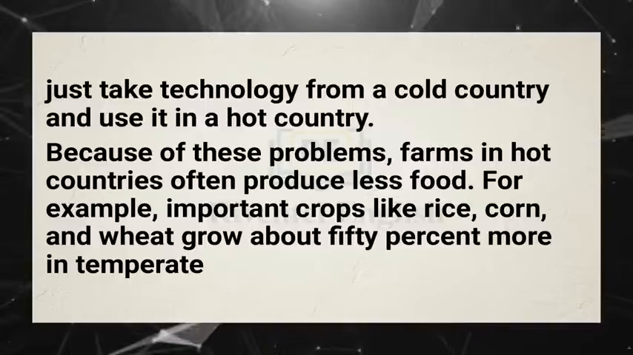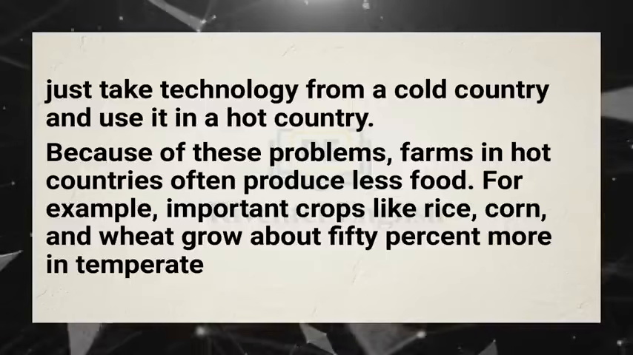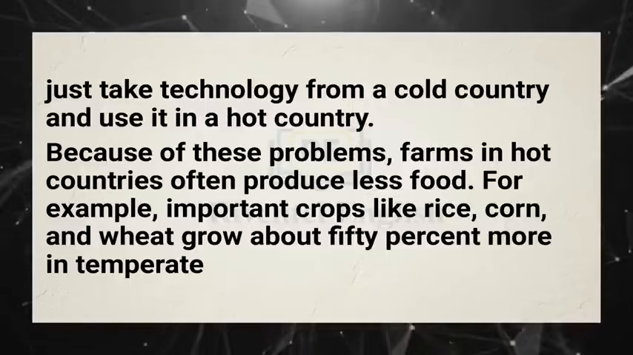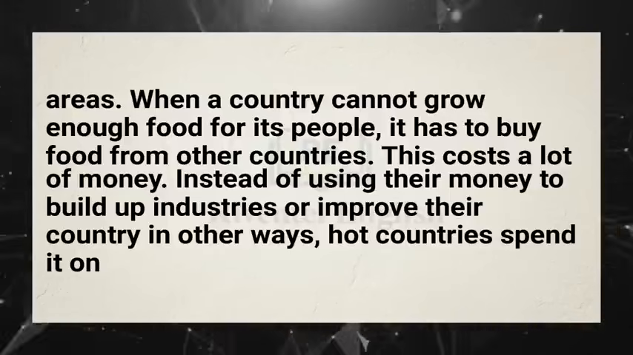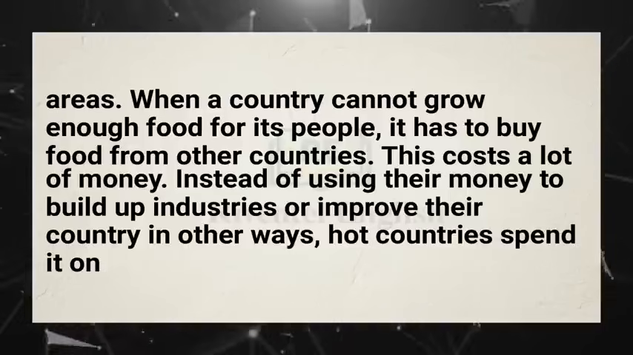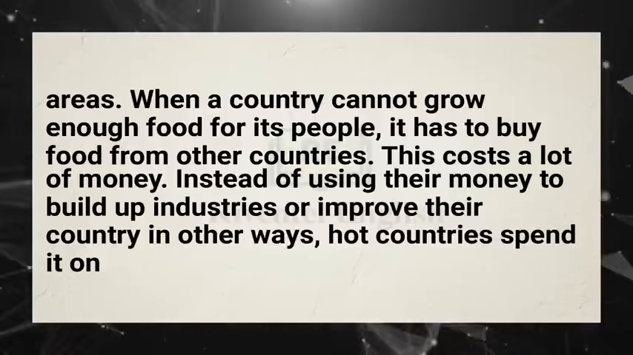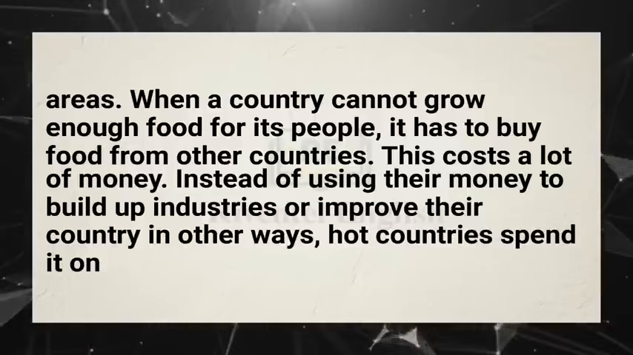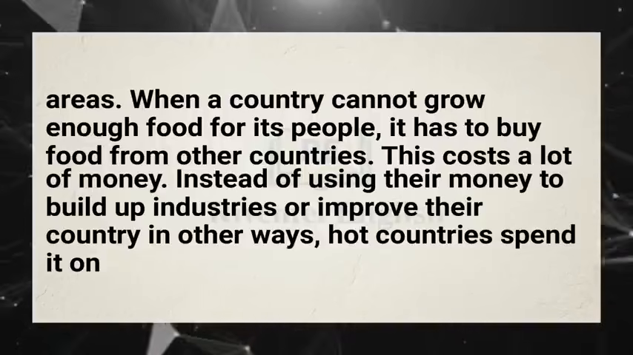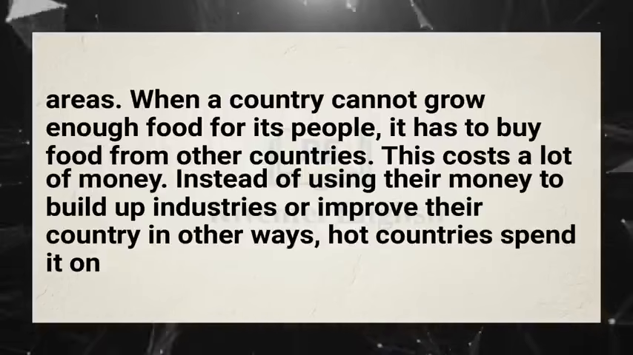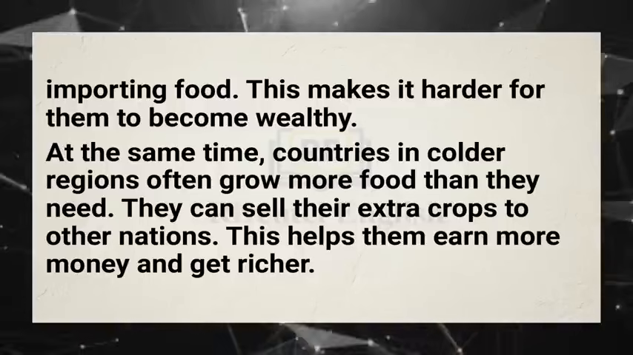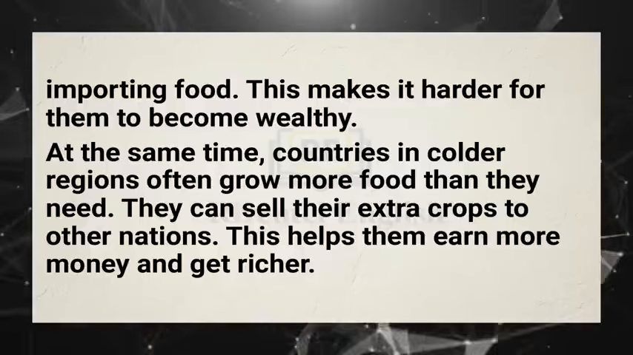For example, important crops like rice, corn, and wheat grow about 50% more in temperate areas. When a country cannot grow enough food for its people, it has to buy food from other countries. This costs a lot of money. Instead of using their money to build up industries or improve their country in other ways, hot countries spend it on importing food. This makes it harder for them to become wealthy.